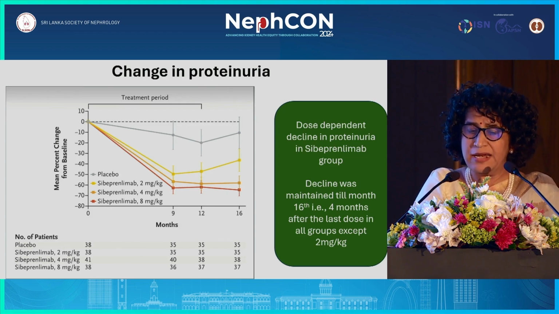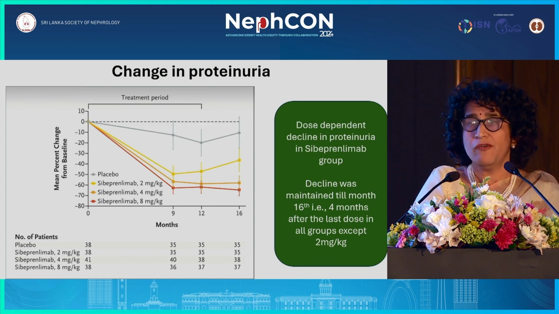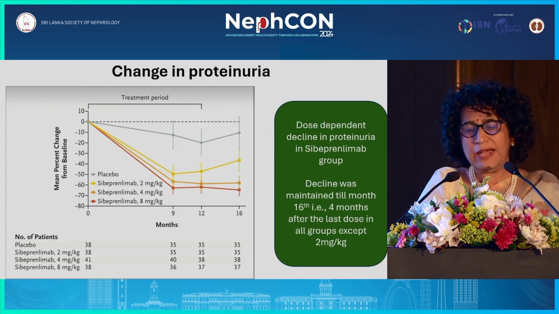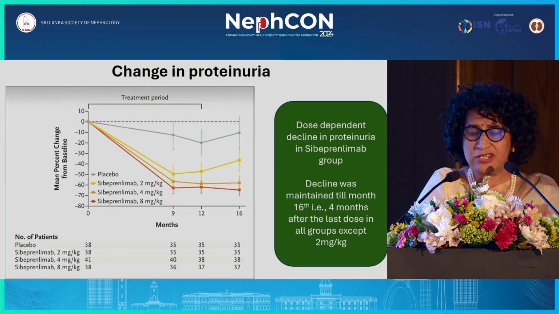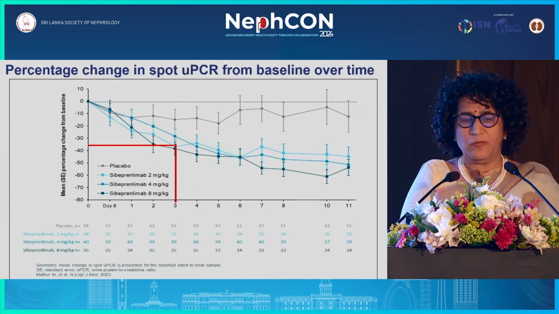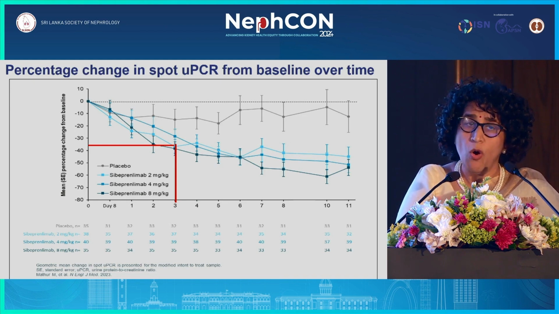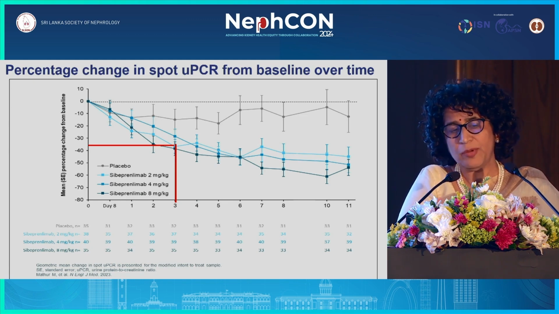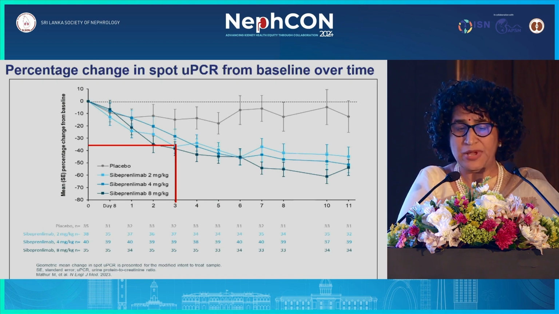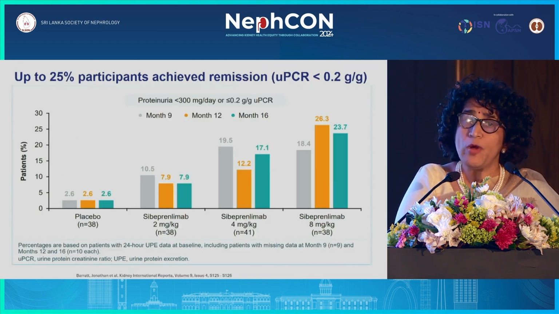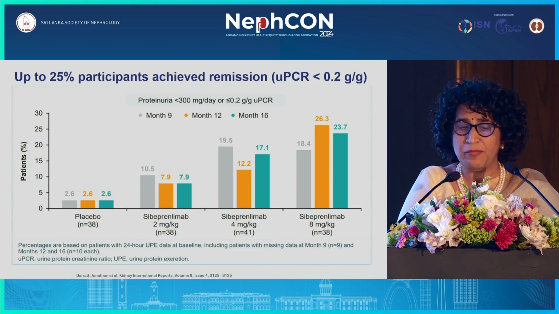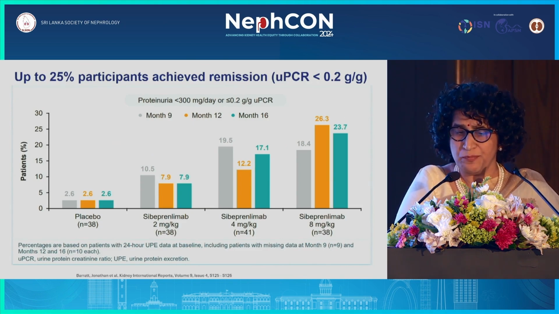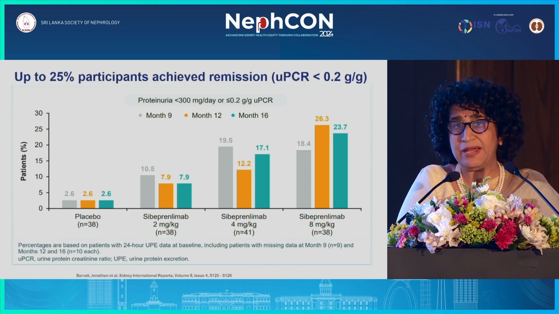The decline was maintained till month 16, that is 4 months after the last dose, except in the group of 2 milligram per kg, where the proteinuria started returning to baseline after stoppage of the drug. Similarly, as you can see in all the dose groups, there was a percentage change which was significantly different from the percentage change in spot UPCR from baseline. And up to 25% participants, 1/4 of them achieved remission, with a urine protein creatinine ratio less than 200 milligram per day.